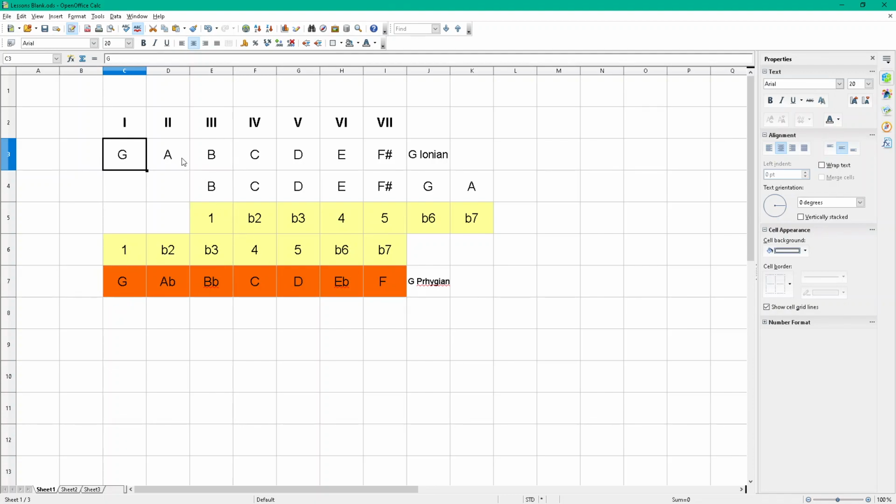So an Ionian scale we know is 1, 2, 3, 4, 5, 6, 7. A Phrygian scale is 1, flat 2, flat 3, 4, 5, flat 6, flat 7. And that's the horizontal structure.